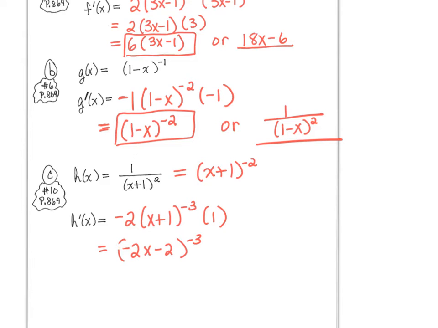Okay, so tell me, what do we do from there? We multiply the 1 and -2. So -2 times 1 is -2, and then the quantity x plus 1 to the -3rd. Good. So we multiply the -2 times the 1, we get -2, times the quantity x plus 1 to the -3rd. And then I asked you to give me the final answer with positive exponents. So tell me what we get.